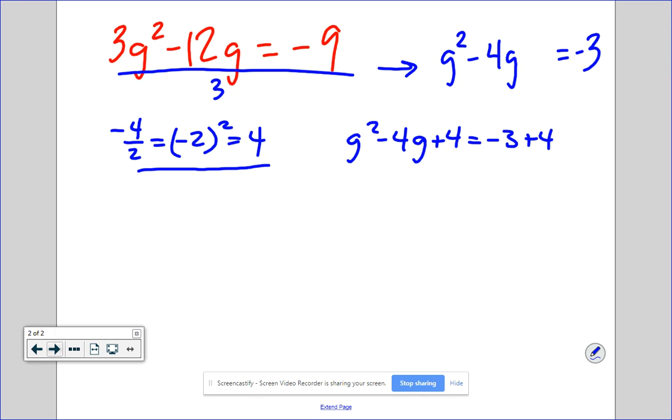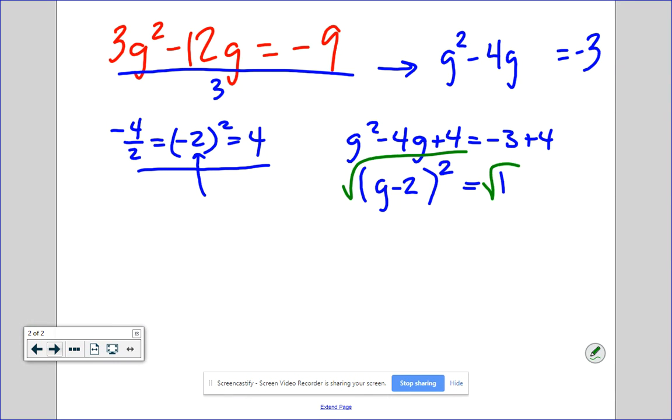Now I factor the left side. B over 2 was, again, number in the parentheses. In this case, negative 2. So it's g minus 2 squared. Another way of looking at it, negative 2 times negative 2 is positive 4. Negative 2 plus negative 2 is negative 4. So you're good there. How's the right side? 1. Now at this point, it's a perfect square trinomial, so you can just solve.